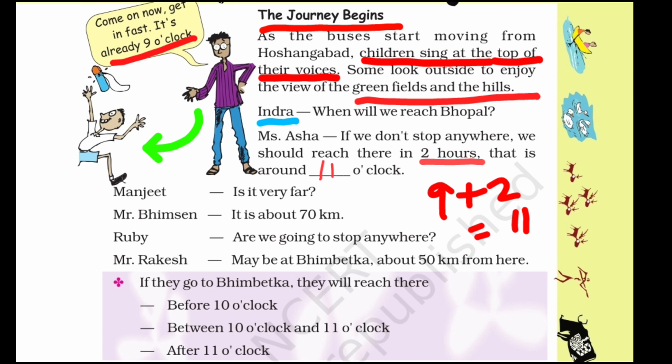So Majid, there is another student, he asked, is it very far? The teacher replied, it's about 70 kilometers. Another student, Ruby, she asked, are we going to stop anywhere? Another teacher replied, maybe at Bhimbetka, about 50 kilometers from here. So they might stop there.